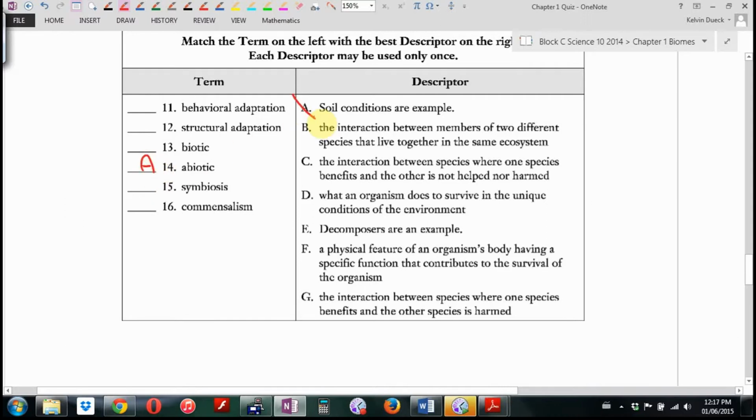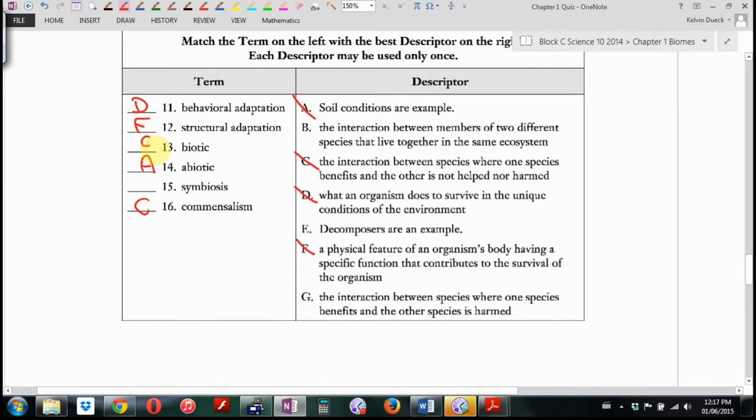The interaction between members of two different species that live together in the same ecosystem. That's probably symbiosis, but I'll come back to that. The interaction between species where one species benefits and the other is not harmed or helped, that I know is commensalism. What an organism does to survive in the unique conditions of the environment, that is a behavioral adaptation. Physical feature of an organism, I'm skipping E. That's a structural adaptation. So 12 is F.